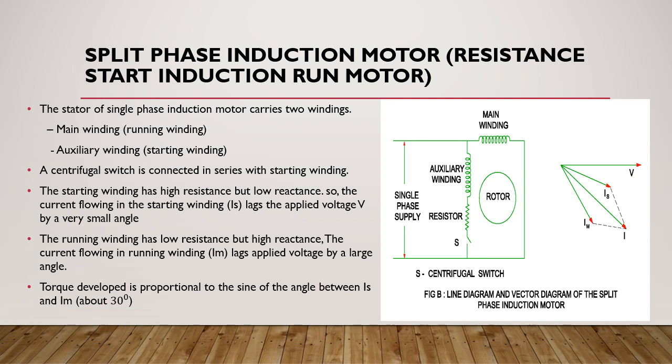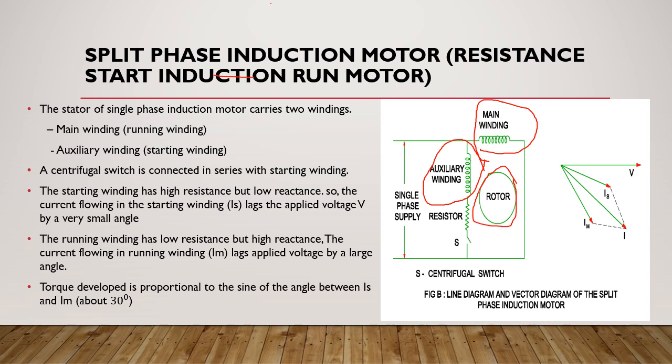First of all, the split phase induction motor, also called the resistance start induction motor. In all motors, there is a stator and a rotor. Here, this one is the rotor. It is a squirrel cage rotor. And in the stator, there are two windings: the main winding and the auxiliary winding. The main winding is also called the running winding. The auxiliary winding is also called the starting winding.